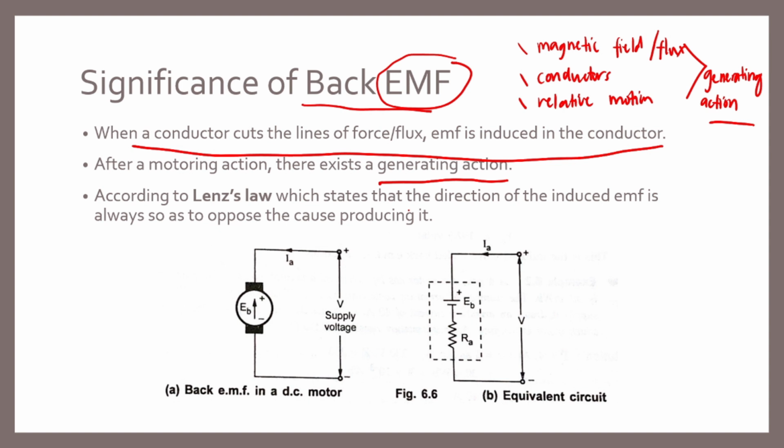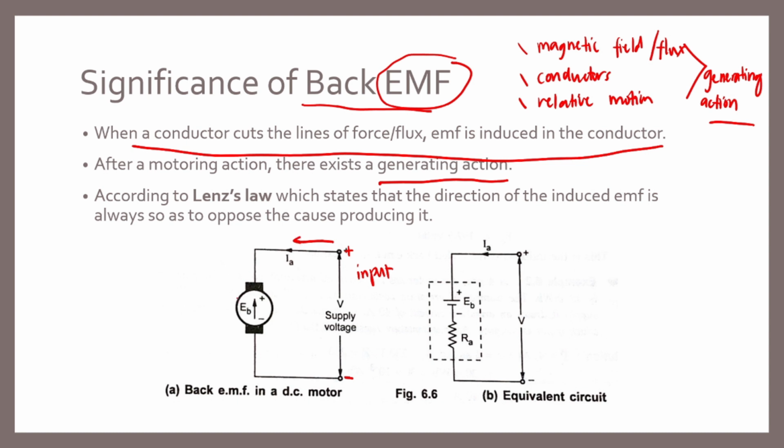According to Lenz's law, which states that the direction of the induced EMF is always so as to oppose the cause producing it. So remember, in a DC motor, the EMF is generated from the armature and goes to the load side, or the terminal voltage. In this case, for the DC motor, we supply the terminal voltage since the input is electrical energy. So the flow of current is from the terminal voltage going to the armature.